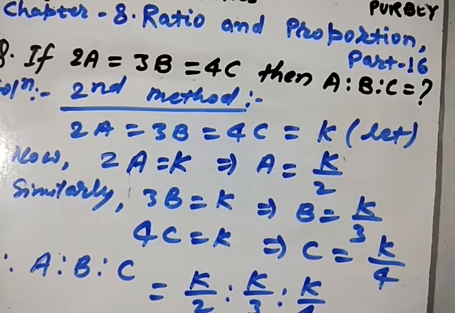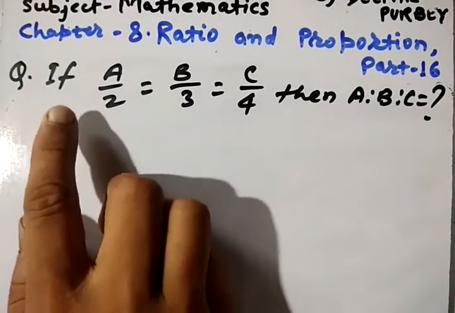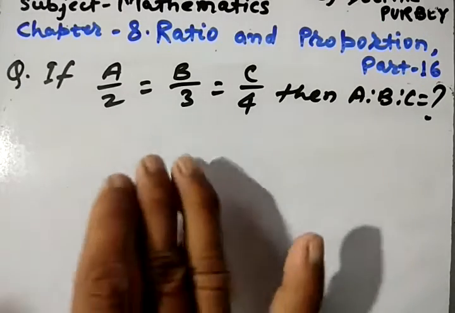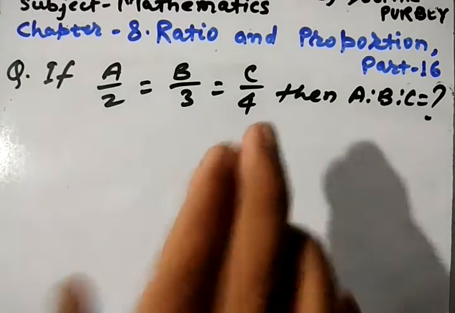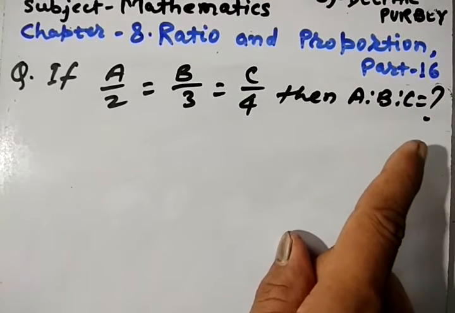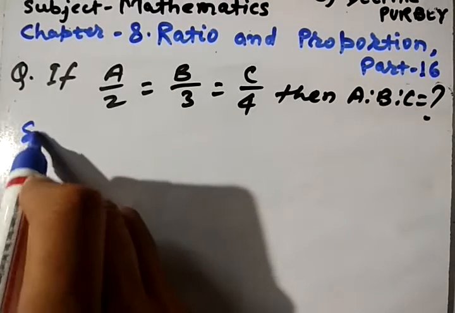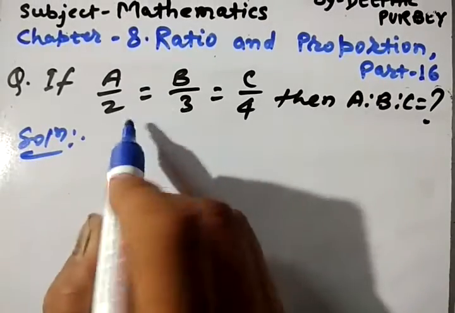Now let's see another question, which is: if a by 2 is equal to b by 3 is equal to c by 4, then the ratio a is to b is to c is equal to what? This question can also be solved by two methods. Now let's see the solution.